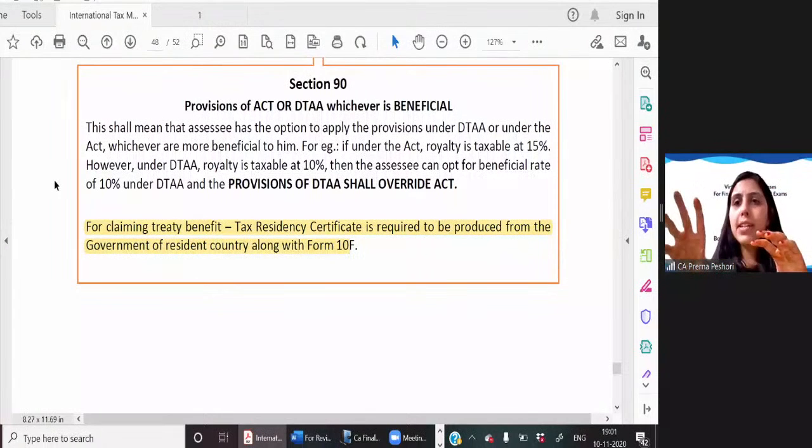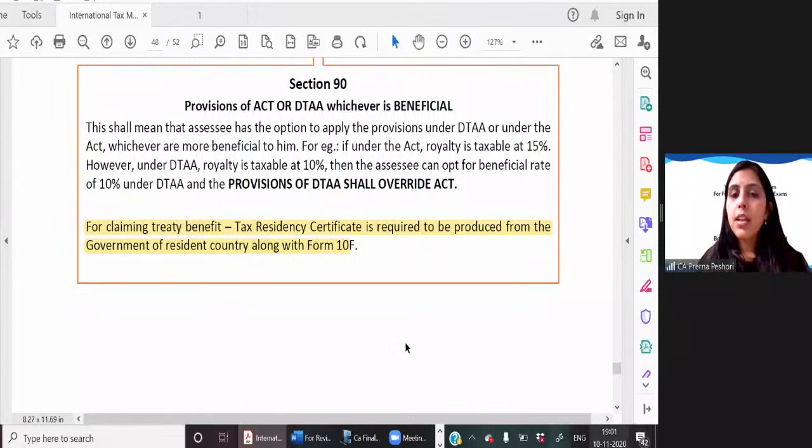So there are two countries. One is always the resident country, where a particular person is resident, and the other is the source country, where the income is accruing, arising or received. DTAA will apply in that case to avoid double taxation, and to claim the DTAA benefit, I will need to show that I am a resident of one country. Is it clear? Any doubts?